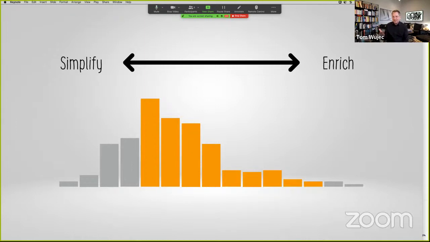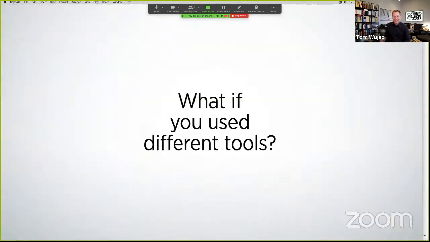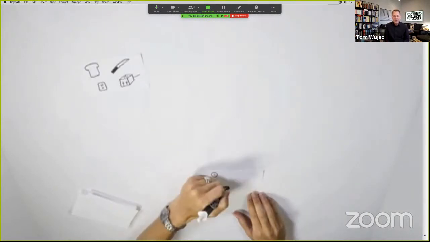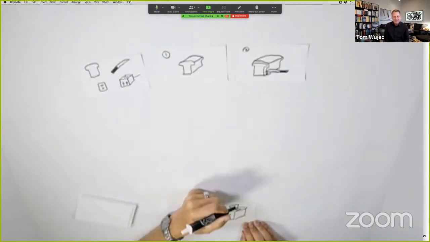And in my professional consultancy, helping organizations create systems models and visual models of their business and business challenges, we go back and forth. Sometimes it's all about simplifying it and making it super clear so that you get it in a type one format. And other times it's about enriching. So what if we use different tools for a creative collaboration? Instead of drawing, what if we used markers and sticky notes?